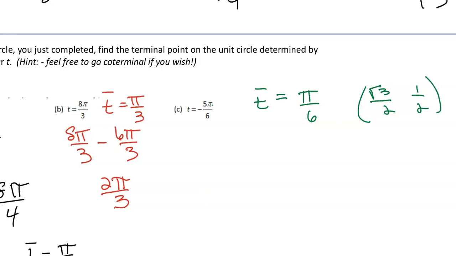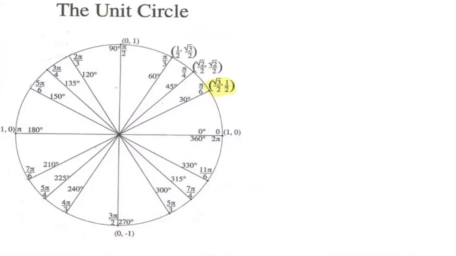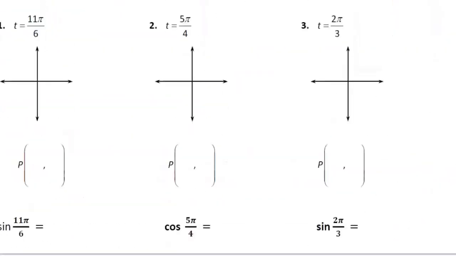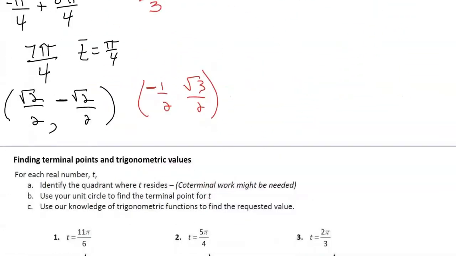Now, I have to figure out, where is this angle? Negative 5 pi over 6 is off my unit circle. So I'm going to add 12 pi over 6, and that gives me 7 pi over 6. Okay, what quadrant is 7 pi over 6? So 7 pi over 6 is right here in the third quadrant. And in the third quadrant, as I go back, I know everything is negative, so therefore both of these are negative, and I'm done. Okay, so let's keep going.